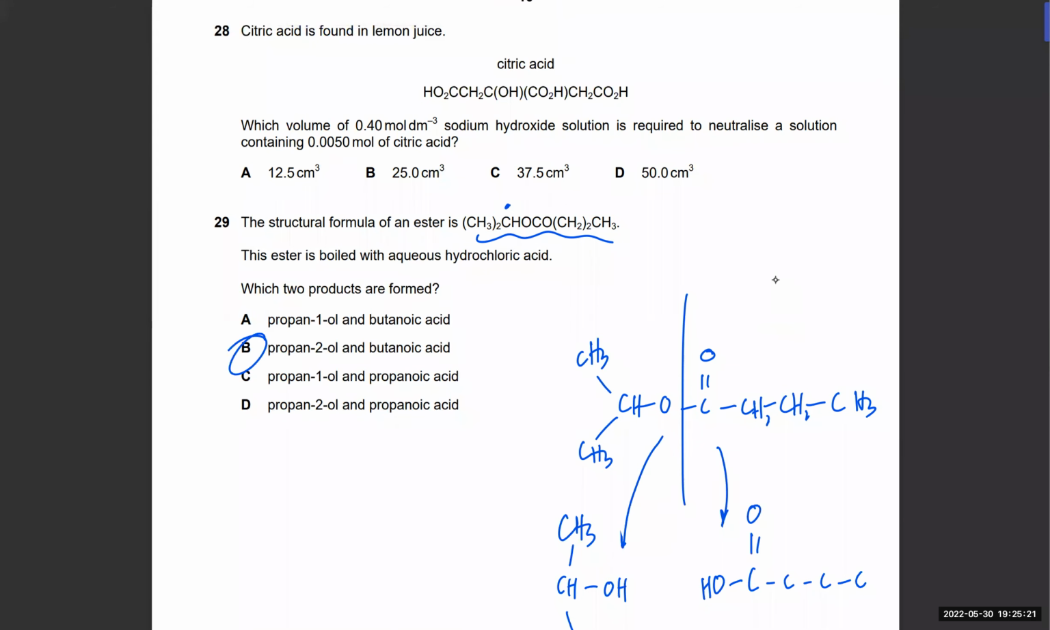So that's B. The previous one: which volume of 0.4 mole per dm cube sodium hydroxide solution is required to neutralize a solution containing citric acid. So first thing, you have to come up with an equation: what is the ratio of NaOH to citric acid? Now remember, NaOH will only be able to neutralize one H+ ion. Because one H+ from a carboxylic acid is going to react with the OH- ion, and they will form water. They'll get neutralized.